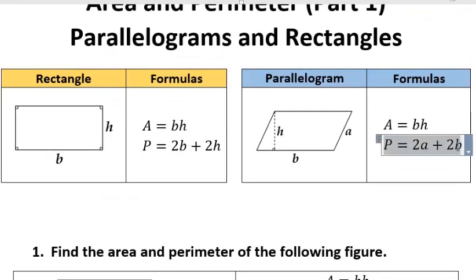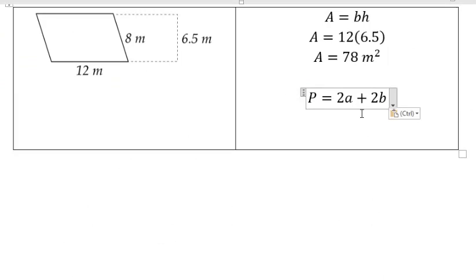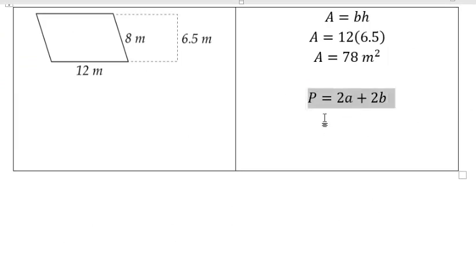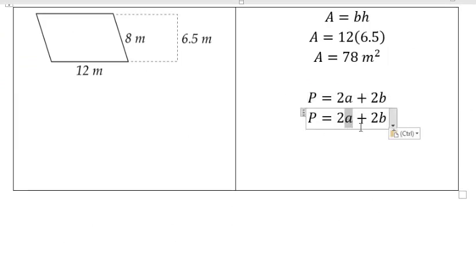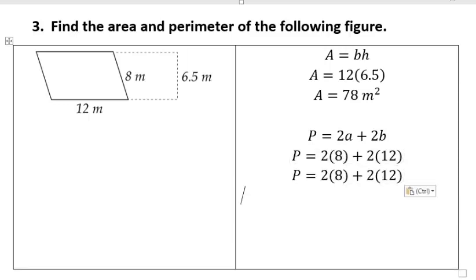Now I'm gonna find the perimeter. Okay, so I'm gonna use the formula for perimeter. In this case the perimeter will be twice one of the sides plus twice the other side, which will be the base. So I know that B will be 12. A will be the number 8. So instead of A, I'm gonna put 8, and instead of B, I'm gonna put 12. Then I multiply those and then I add them, and that will give me an answer of 40.